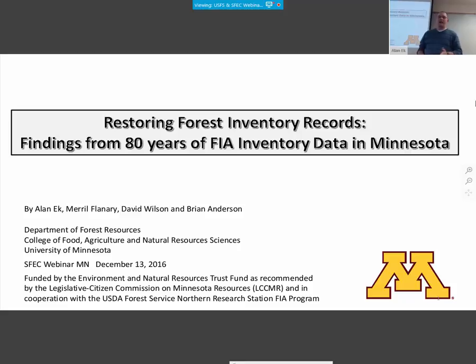And we're really happy that he's talking about restoring some forest inventory data that he's taken a look at over the past few years, going back all the way to 1935 or 1936. We'll clarify that in the webinar.